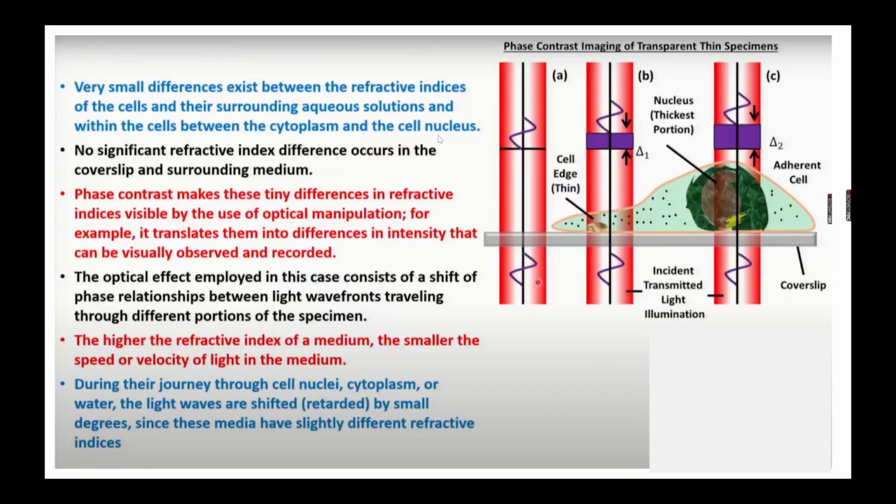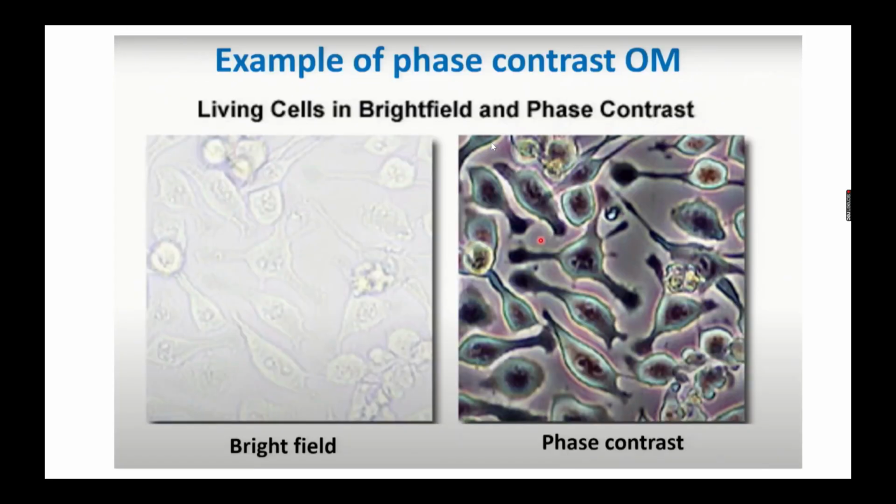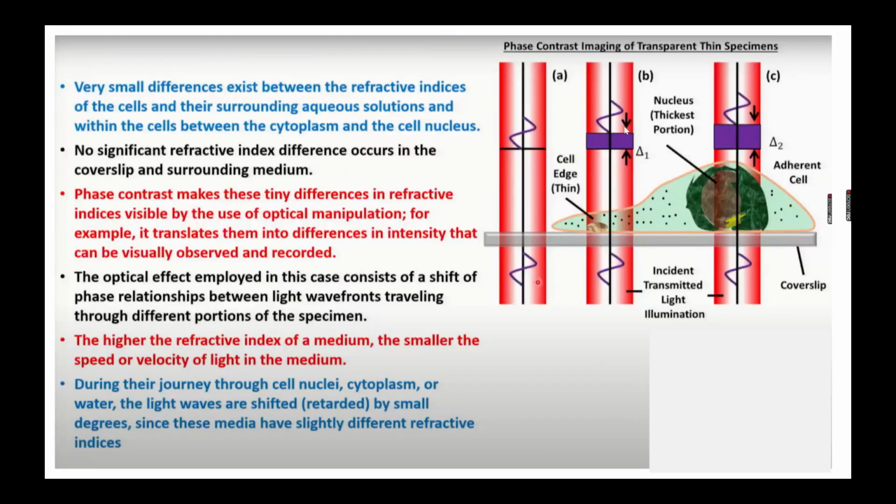Okay, so as I said about phase contrast microscopy, a few slides back I was saying that I will discuss it in a little more detail. So here, this is the phase contrast imaging of a transparent thin specimen. So this is a cell. Every cell has a nucleus, and this is the surrounding of that cell. This is the adherent cell, this is the nucleus, and this is the cell edge.